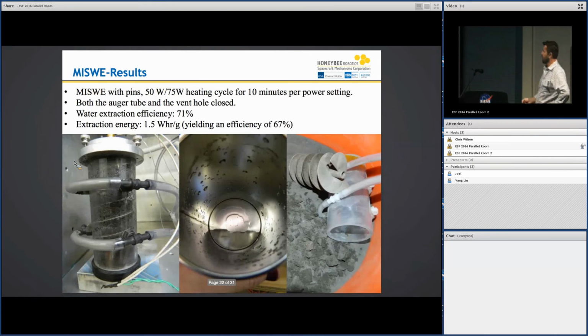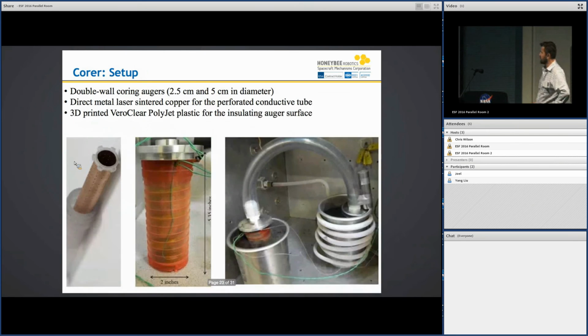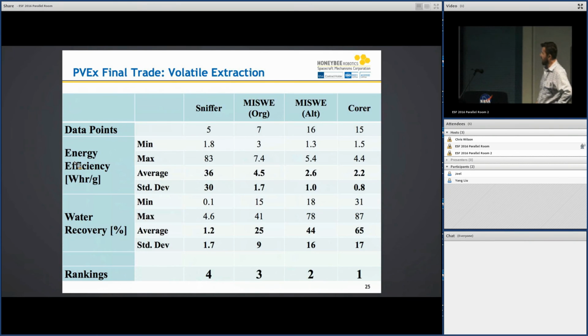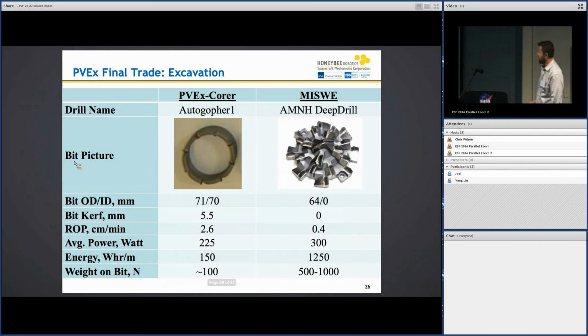So anyway, this actually worked pretty well. You see, we got some water. Then we tried a coring setup, which we thought is going to be most efficient, and that's a 2-inch coring system inside the soil. It also did a bunch of different tests and actually worked the best. So if you compare all the 4 different designs, the coring is number 1, followed by the Miswi with these spikes as heat spreaders, putting heat more inside the soil, followed by just traditional auger, and sniffer is the last one.